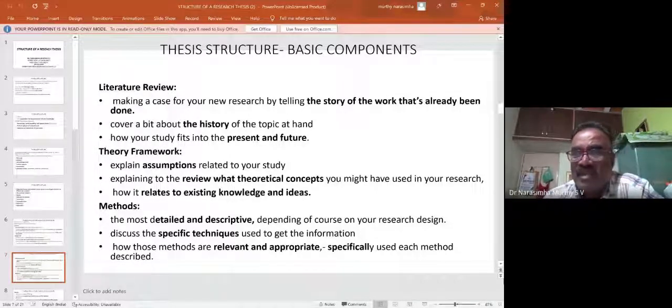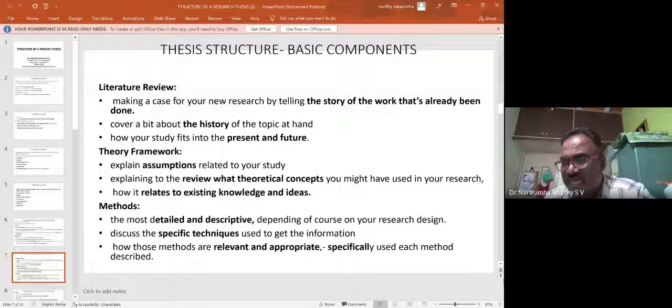Okay. Literature review is nothing but, see, we cannot do any research without knowing the story of the work that's already been done. We should be aware of what is happening, the current affairs in your area of study. It's a kind of covering the history of the topic, going back, digging deep. And this will help you to put your study, suitable or not, kind of fitting into the present and of course also the future.